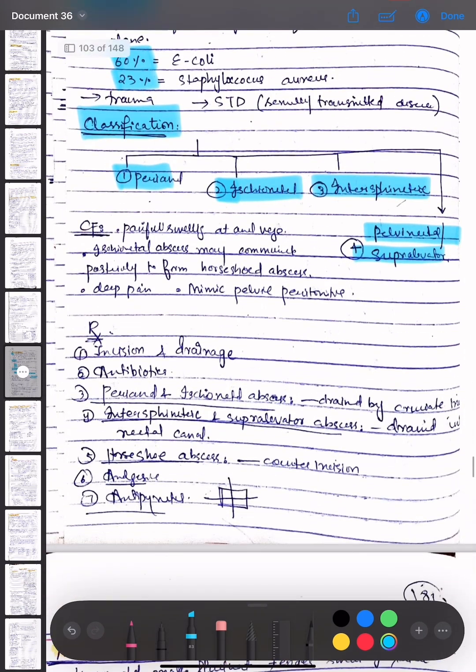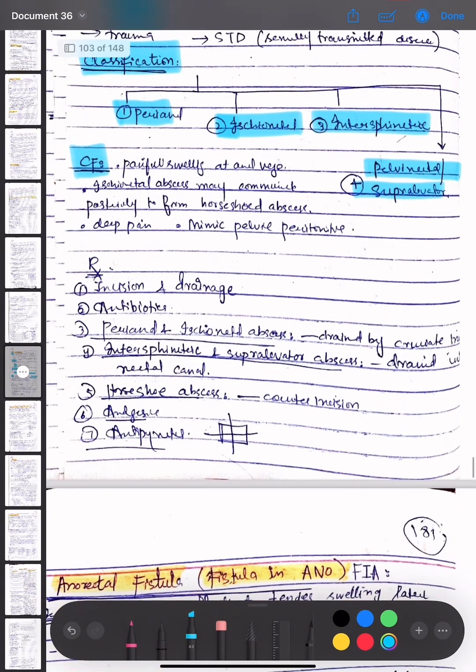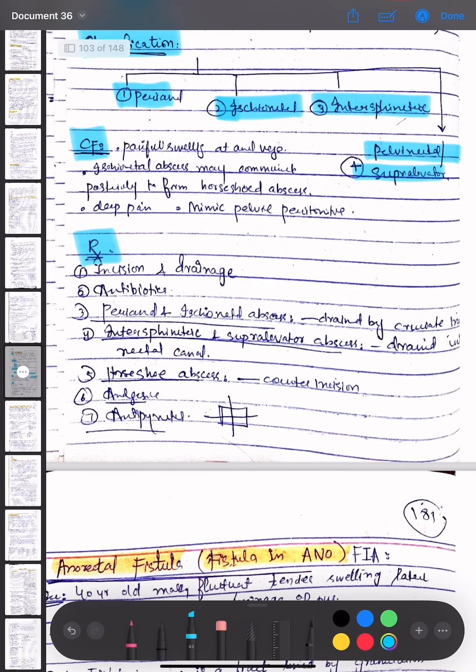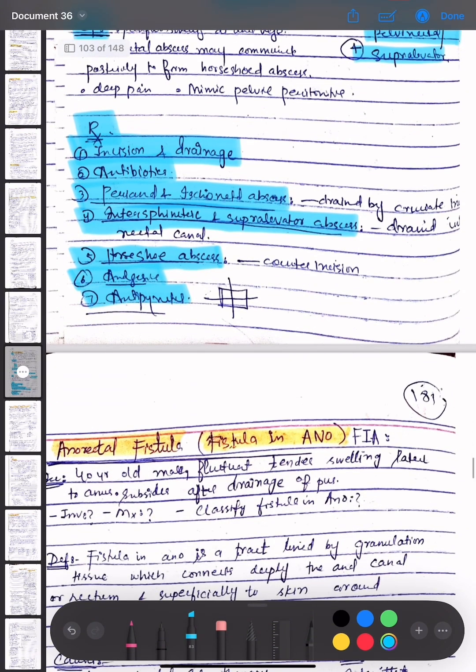Now, the clinical features are manifold swelling at the anal margin. Ischiorectal abscess may communicate posteriorly to form a horseshoe abscess; deep pain mimics pelvic peritonitis. What are the treatment options? These are incision and drainage, antibiotics, analgesics and antipyretics. The perianal and ischiorectal abscess are drained by cruciate incision, and the intersphincteric and supra-elevator abscess are drained through the rectal canal.